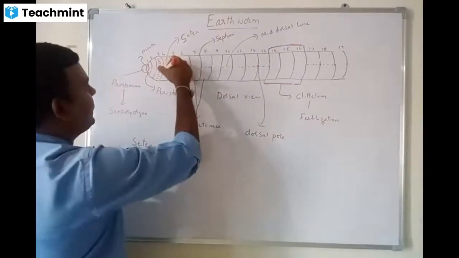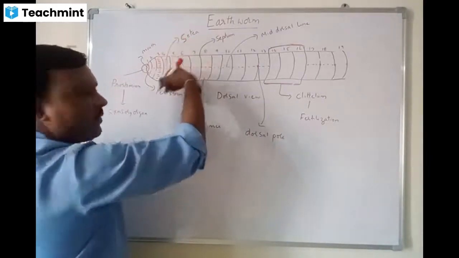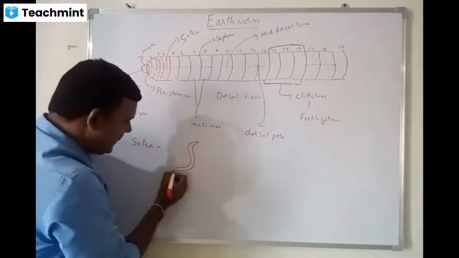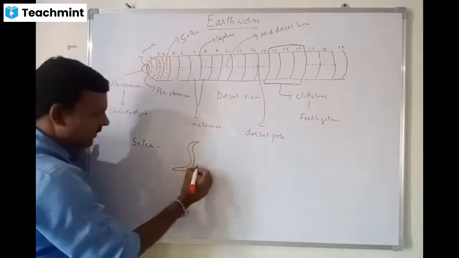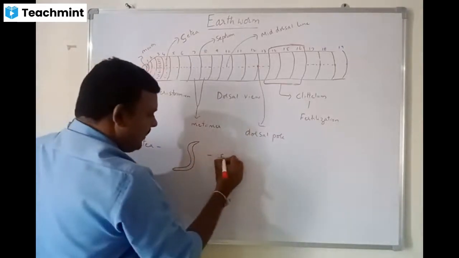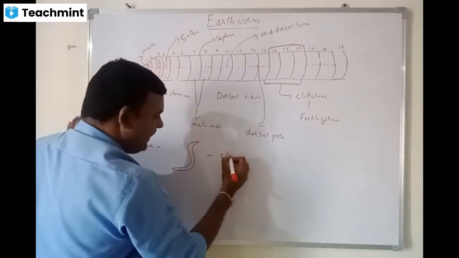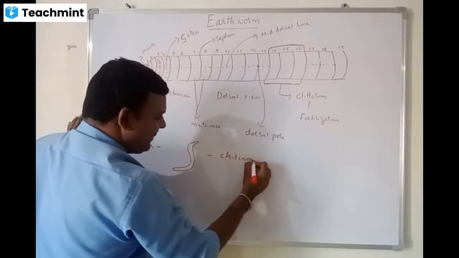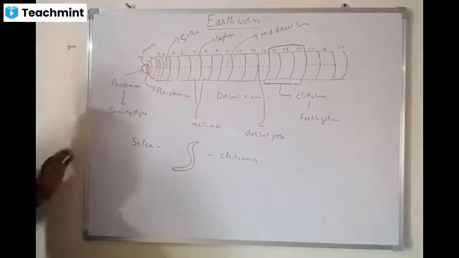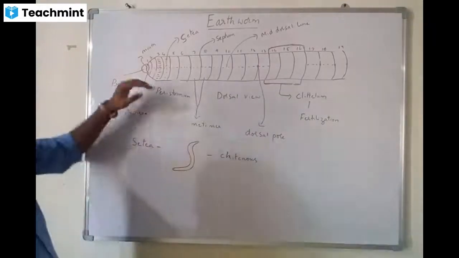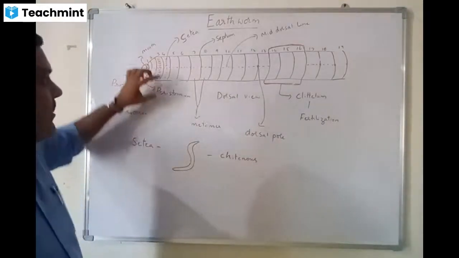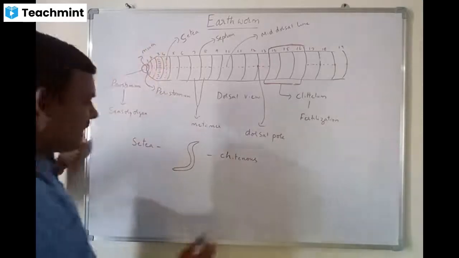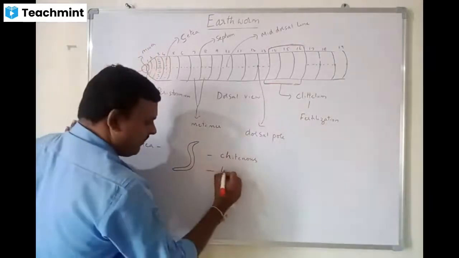All over the body, it is circular, no? It's there around the worm. It is S-shaped, made of chitin. So this S-shaped chitinous structure is embedded in the skin, okay, which is responsible for the locomotion.